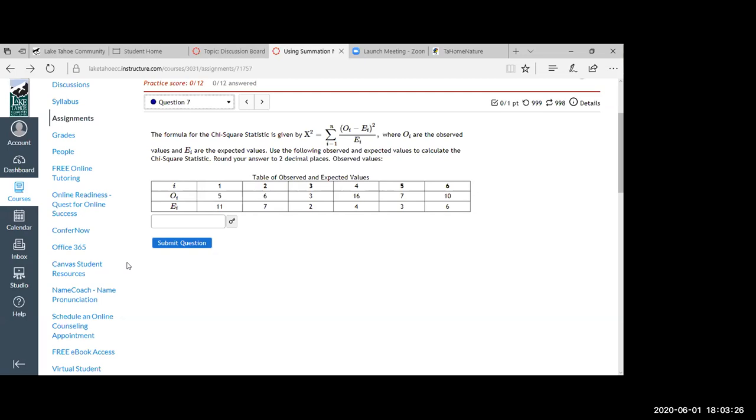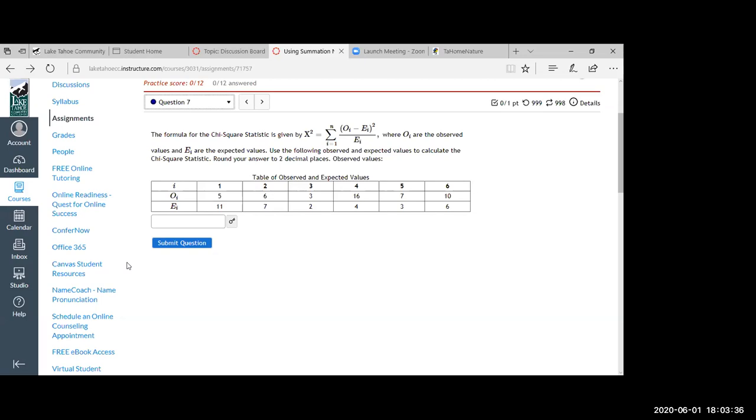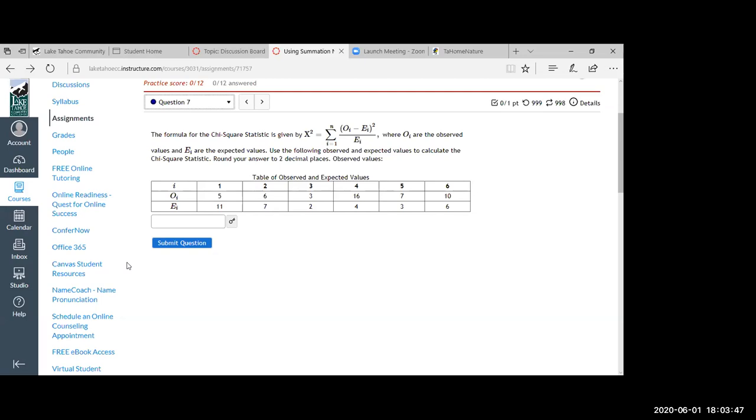And each thing is going to be found by taking the O, subtracting the E, squaring it, and then dividing. Is that clear? So we do each one individually, and I guess what's confusing to me is that this table is there. So you need the table. If you don't have the table, we can't do this. Yeah, so we plug each one in and square it individually.